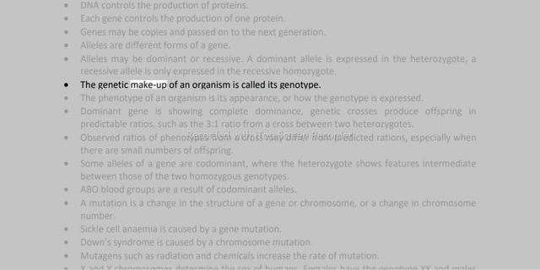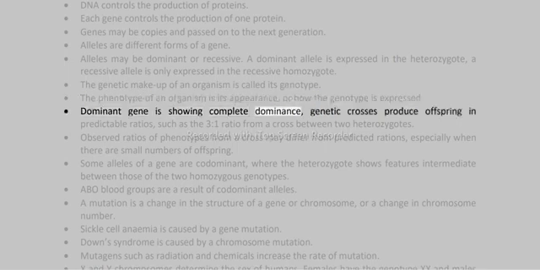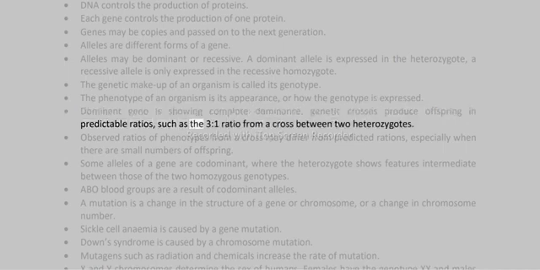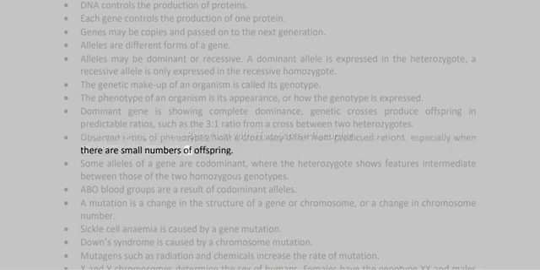The genetic makeup of an organism is called its genotype. The phenotype of an organism is its appearance, or how the genotype is expressed. A dominant gene shows complete dominance. Genetic crosses produce offspring in predictable ratios, such as the 3:1 ratio from a cross between two heterozygotes. Observed ratios of phenotypes from a cross may differ from predicted ratios, especially when there are small numbers of offspring.